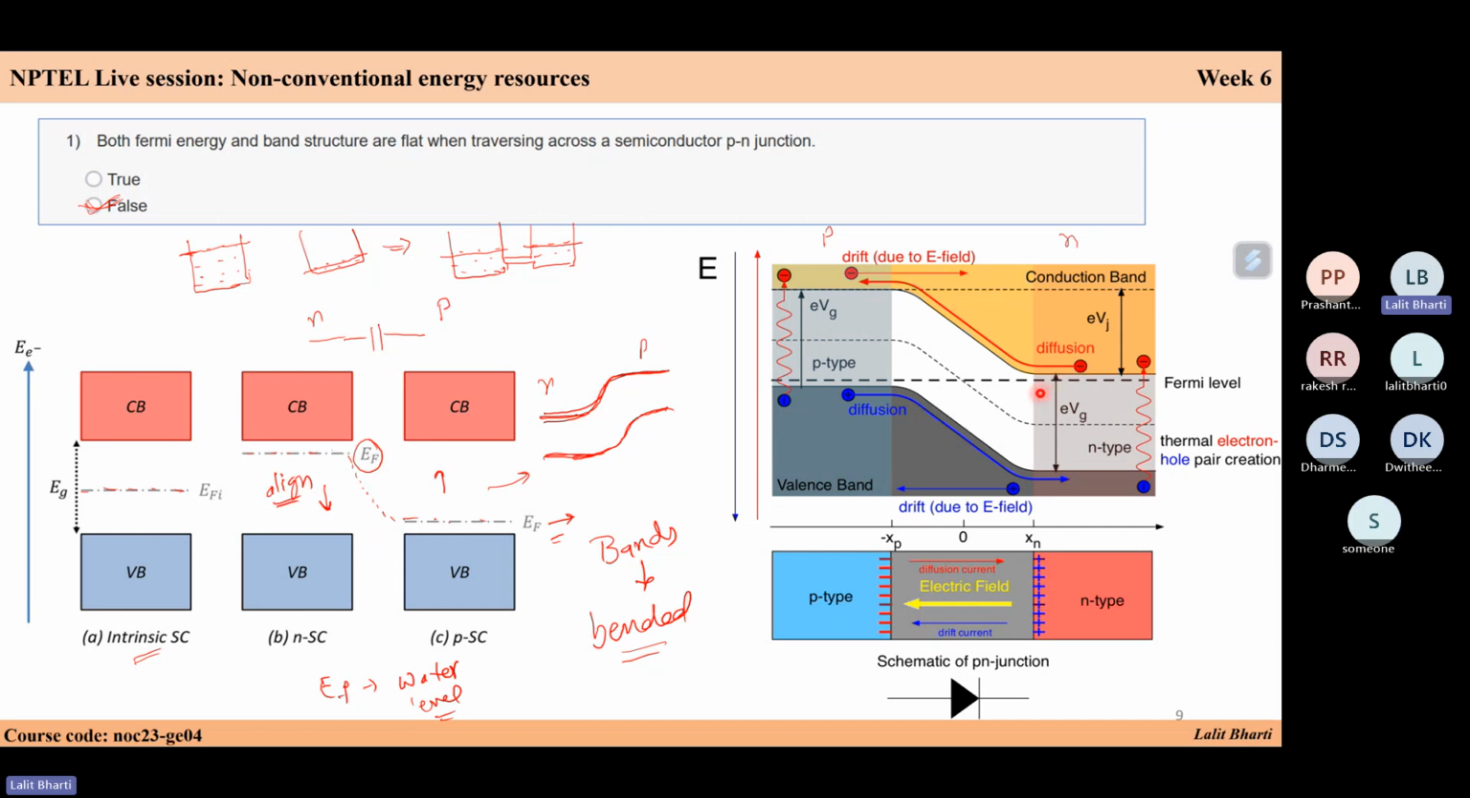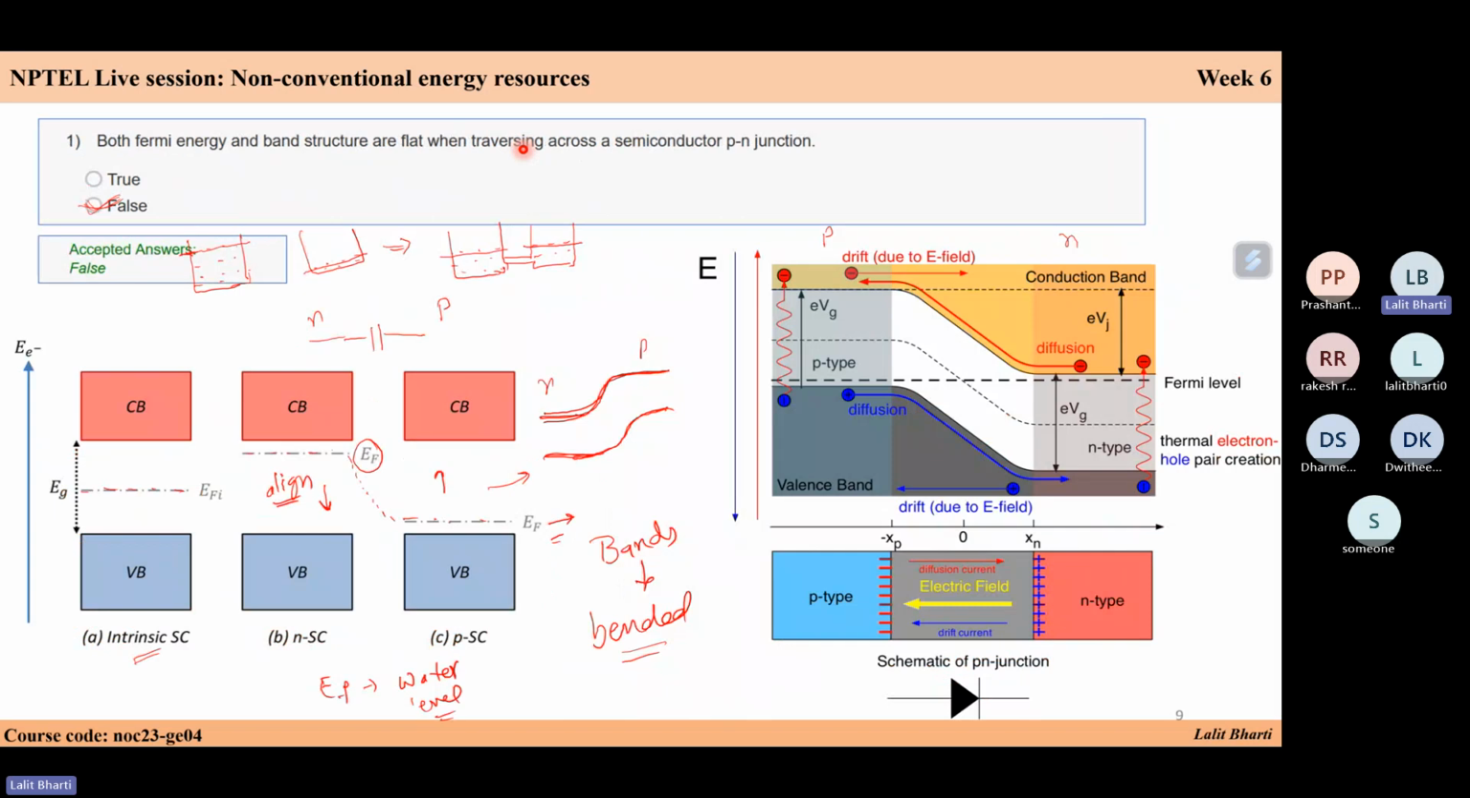So there will be diffusion of holes, then diffusion of electrons due to this band bending. And this phenomenon is very important for the solar cell. That is why you get an electric field in this case. So it says that both the Fermi energy and band structures are flat. That is not correct, because we know band bending occurs at the interface in a PN junction. That is why we get this kind of phenomenon. So this statement is also not correct. It is false.